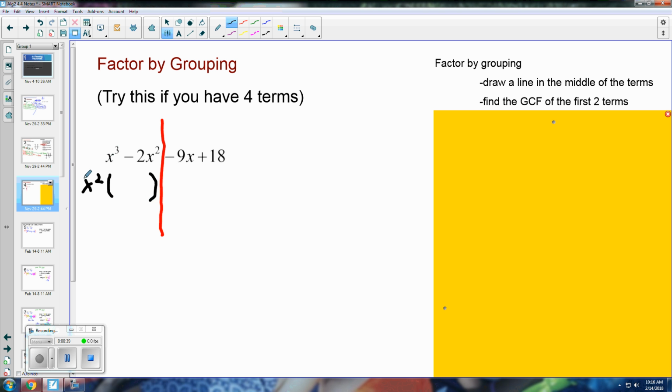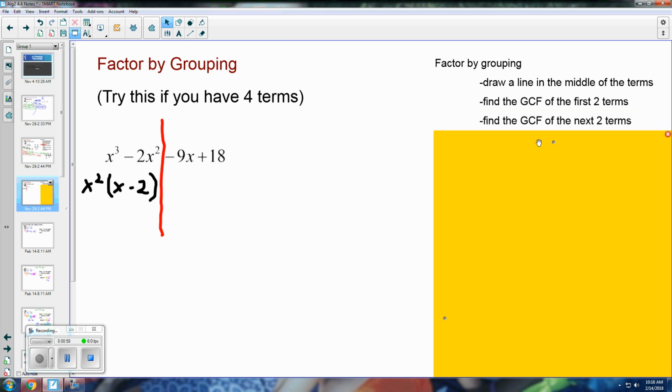So x to the third power divided by x to the second power leaves us with x. And then you have negative 2x squared. And negative 2x squared divided by x squared gives me negative 2. So all we've done thus far is we found the GCF of the first 2 terms.